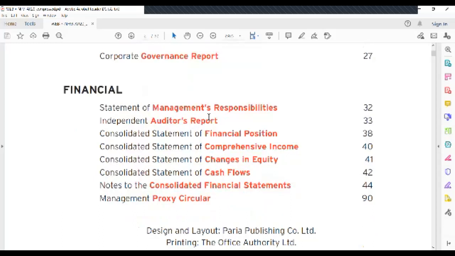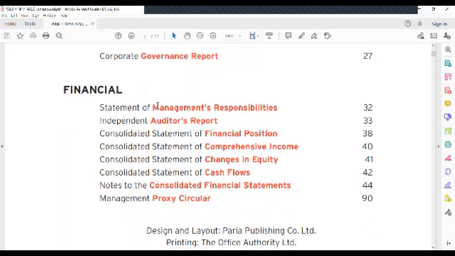And here's the part that we are interested in, the financials. So these are the statements we want to look at and analyze using ratios to see how the company performs in its liquidity, its activity, its profitability, and what's the market value of this company.